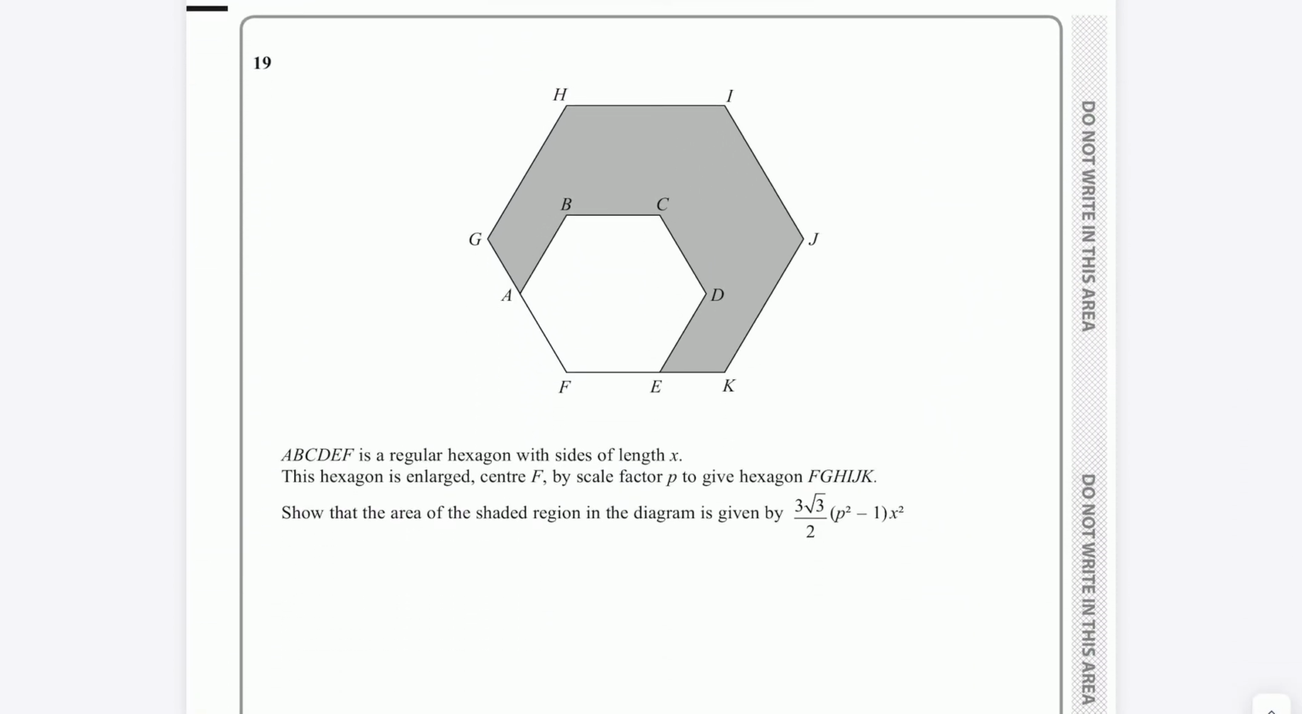Question 19. Essentially what they've got is a hexagon that's been enlarged by a factor of p. Initially the length of each side here is x, x, x, and then after they've enlarged it by a factor of p, the sides now become x times the factor of p, so we're going to call it xp, xp.